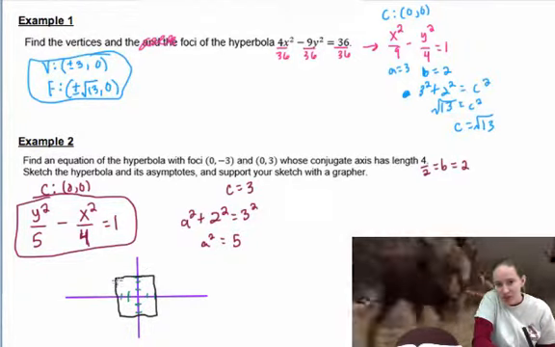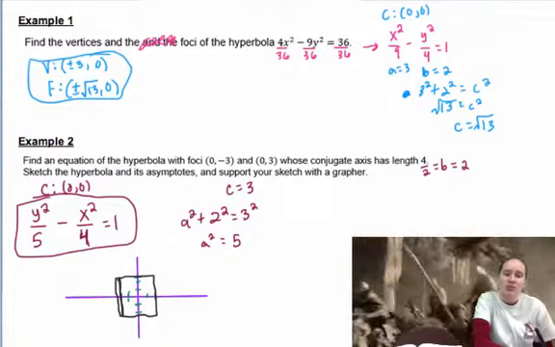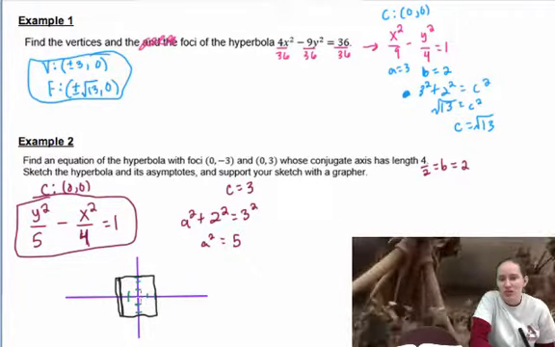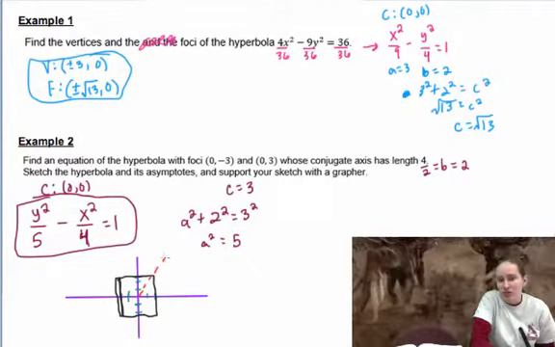Well, that's not a perfect box by any means, but, you know, things happen. All right, so once you have your box drawn, then it's time to draw your asymptotes. They make an X through the center and through the corners.